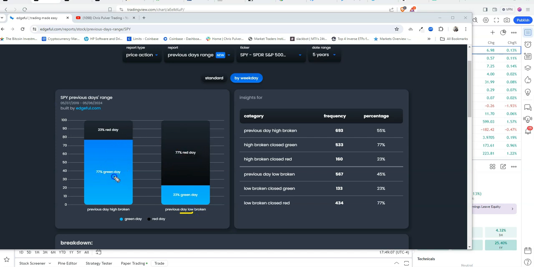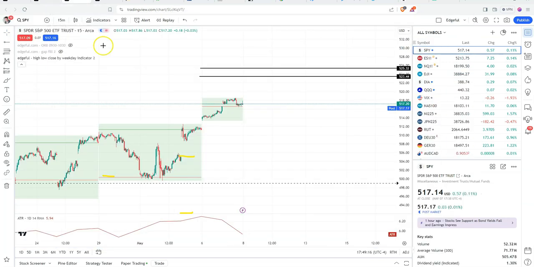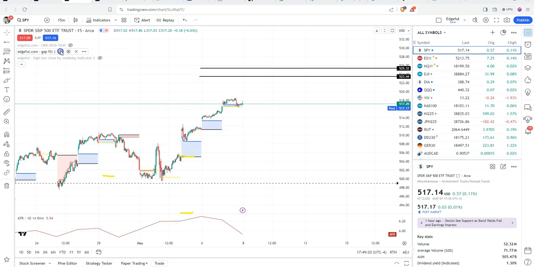Looking at this now, for option selling, this is like the dream. Because as soon as we break that previous day's high, even with a wick, 77% of the time it closes green. Now we're going to the daily, so you can remove the previous week's range, or just hide that indicator. I'm going to hide this one, turn this one on, and this is the one that I love.